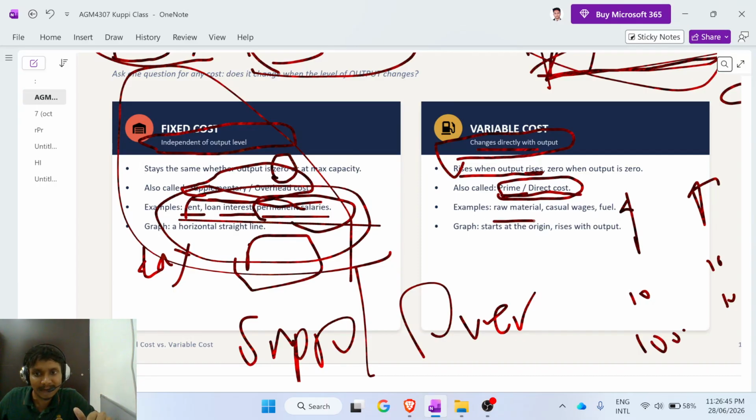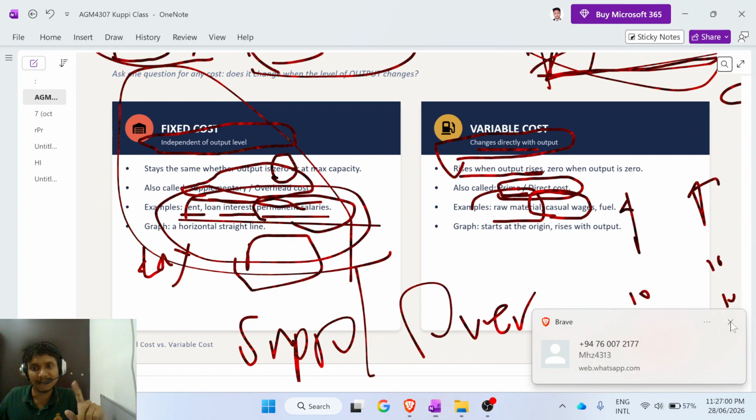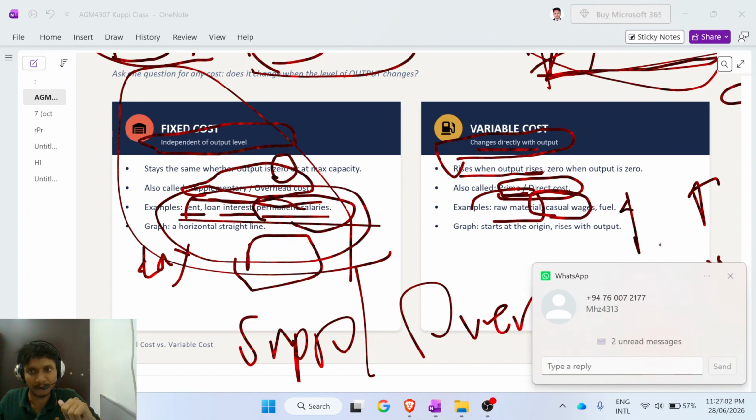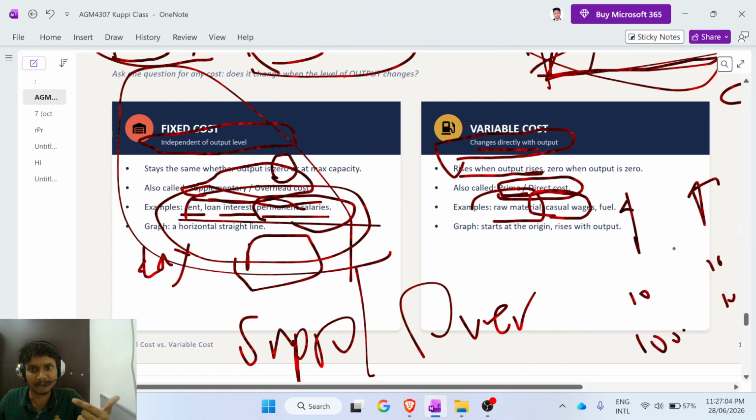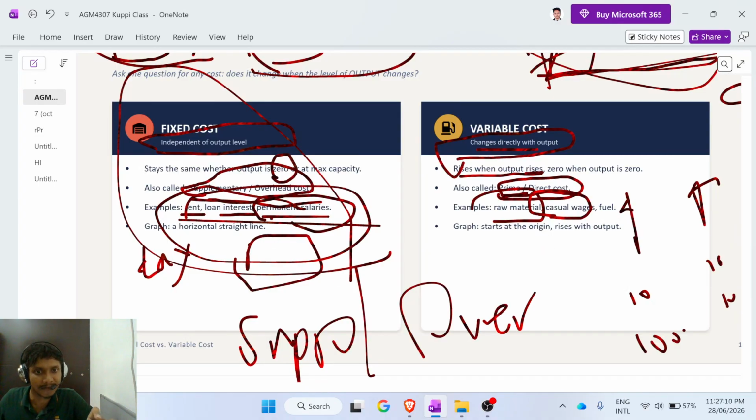For example, raw material, wages. Wages means, if there are some employees who will not come every day, if they come to my hotel, I have to pay salary for them. I don't need to pay salary every month like a permanent salary. If it is a permanent salary, that is fixed cost.